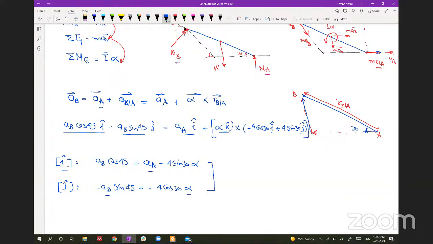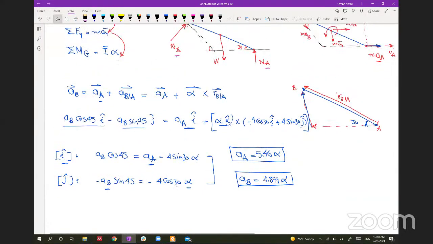So these are 3 unknowns. So let's get AB first. From this equation, AB will be equal to 4.899 alpha. And then we can substitute by AB here to get AA. The acceleration at A will be equal to 5.46 multiplied by alpha. Okay, so we get the acceleration at A and the acceleration at B in terms of alpha of the body.